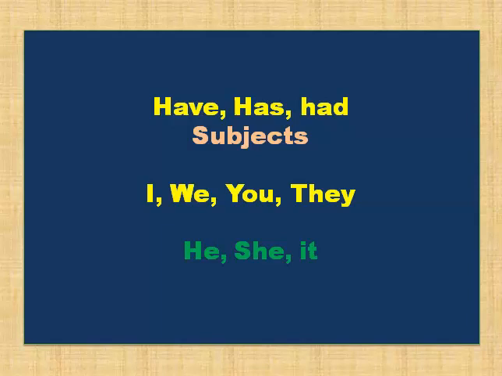Okay. So first things first, let's understand the subjects in the English language, and we keep them in two families or two groups. Group 1: I, we, you, they. Group 2: he, she, it. These are, broadly speaking, the subjects that we are using, and these subjects are divided into two groups. You can definitely see the color difference and identify the two groups.